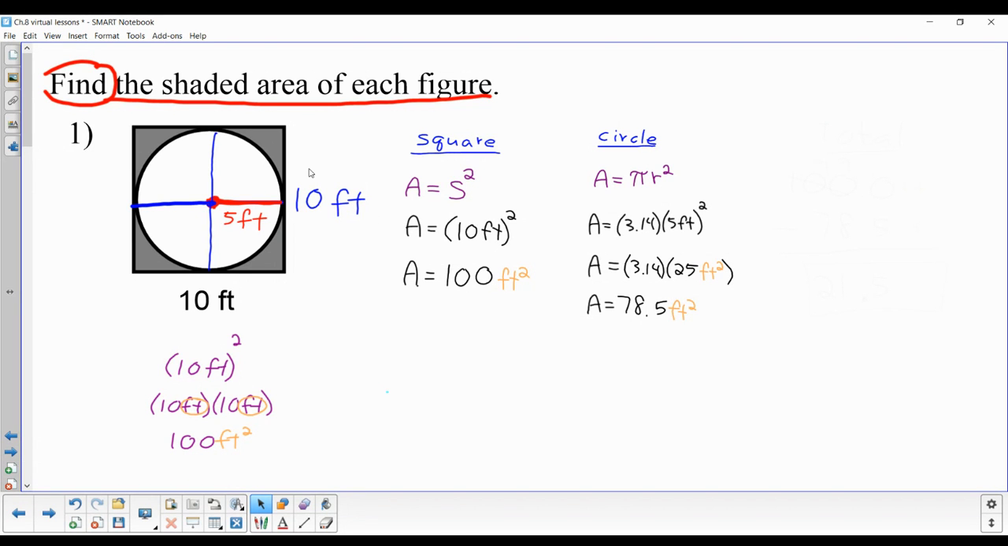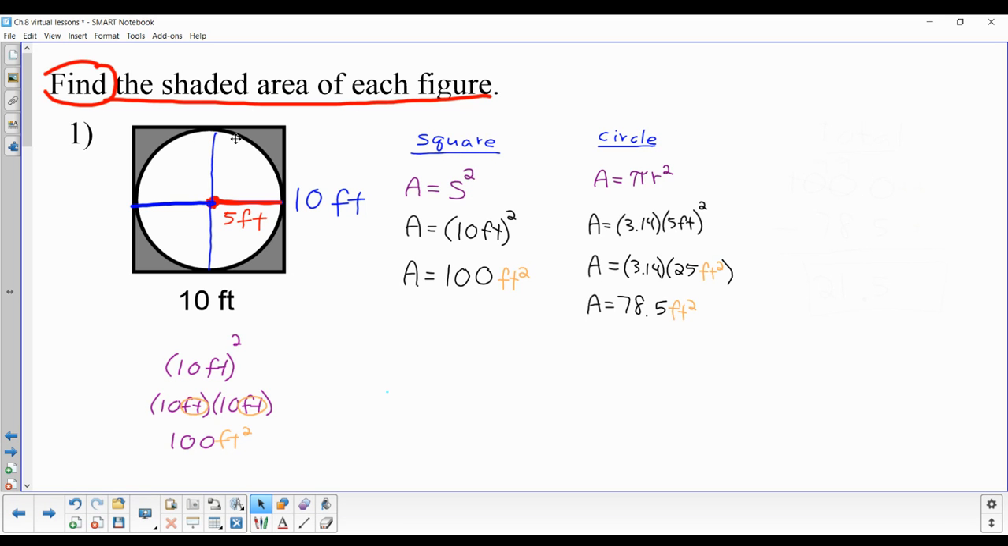To find the shaded part, you have to then look at the shape and say, well, are these two shapes that were put together and added to get a total area? Or are the two shapes overlapping and one cut out of the other and you have to subtract? In this case, when you look at them, I hope you notice that the circle has been cut out of the square.